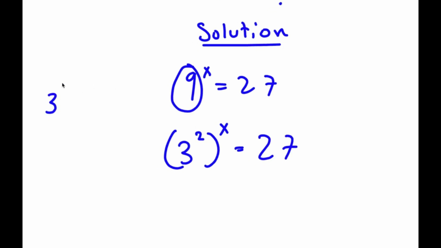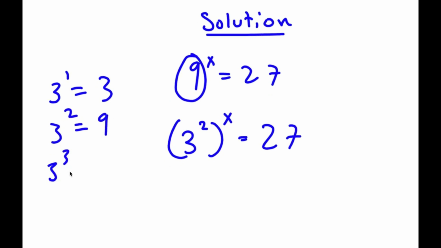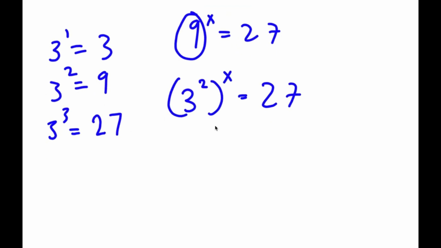Now, 3 to the power of 1 is equal to 3. 3 to the power of 2 is equal to 9. 3 to the power of 3 is going to equal 9 times 3, because as the exponent goes up, the result is multiplied by 3. That's how powers of 3 work. So 3 to the power of 3 is going to equal 9 times 3, which is 27. So I can rewrite 27 here as 3 to the power of 3.